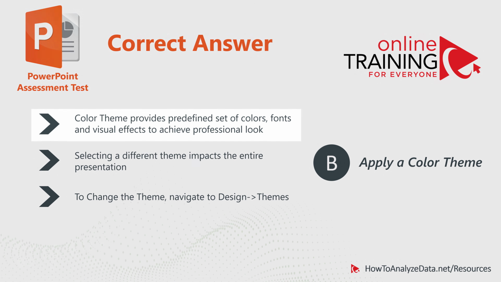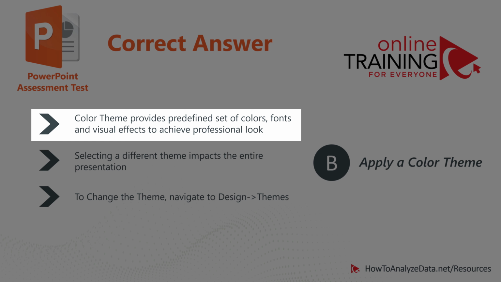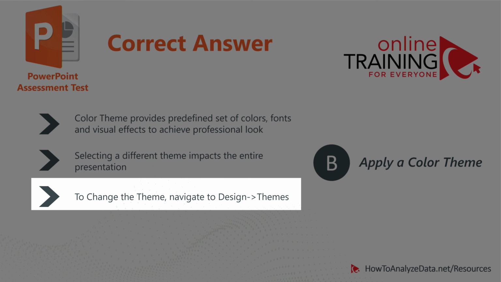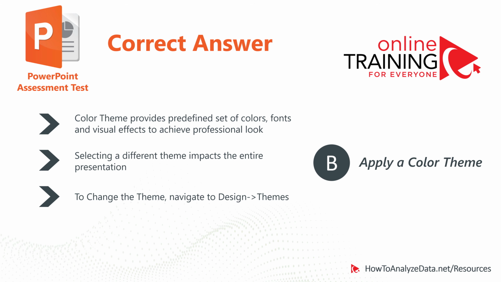Let's recap. PowerPoint Feature Color Theme provides a predefined set of colors, fonts, visual effects to achieve professional look. Selecting a different theme impacts the entire presentation, not just the current slide. And to change the theme, you need to navigate to the Design tab and select the theme that you'd like. Hopefully you've nailed this question.